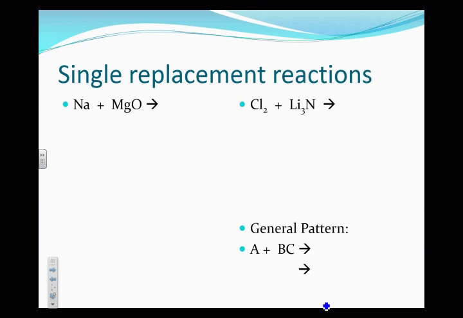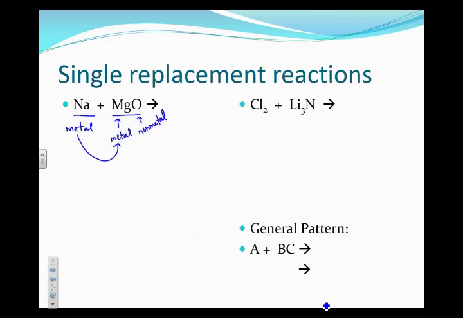So this is the type of reaction you might see. You might see sodium reacting with magnesium oxide. And you'll notice here that sodium is a metal, and that in magnesium oxide, magnesium is the metal, and oxygen is the nonmetal. So using our dancing metaphor, the metal will come in and bump out the metal.